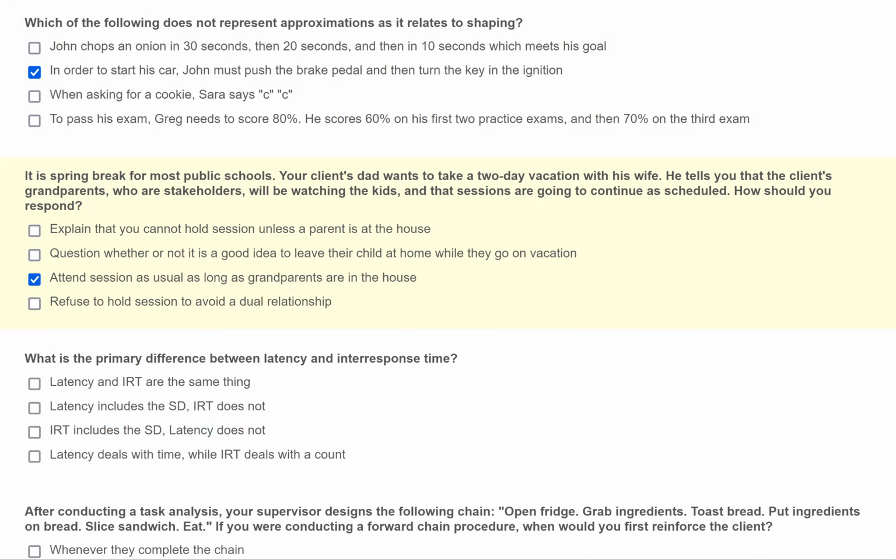And then D, refuse to hold session to avoid a dual relationship. You're not engaging in a dual relationship. You're still providing services on the clock in a professional manner. No dual relationship going on.